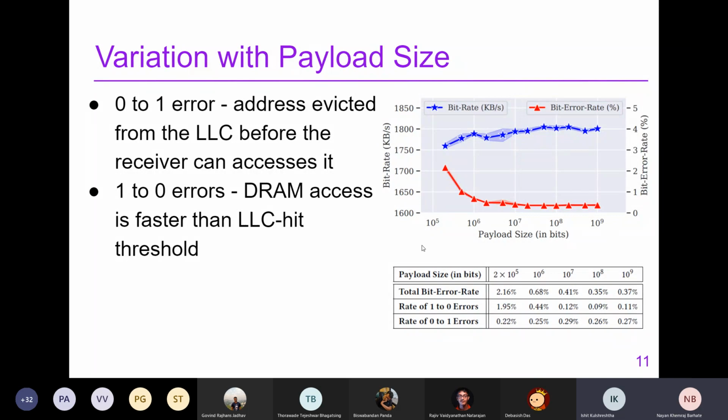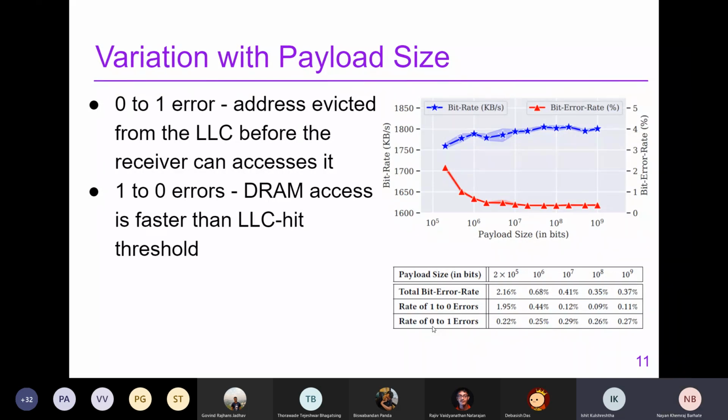The author divided this bit error rate into two: when 1 flips to 0 or 0 flips to 1. So let's focus on 1 to 0. The receiver received 0, but it actually needed to receive 1. Receiving 1 means that it should have incurred a miss, but 0 means it incurred a hit. This is because when we are accessing the DRAM, it actually gave the result fast. So because we are thresholding it, we read it as 0.